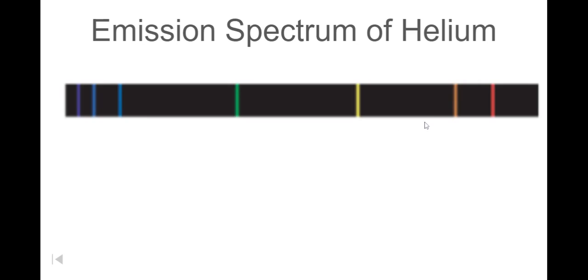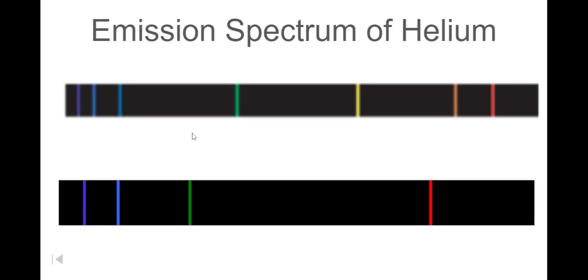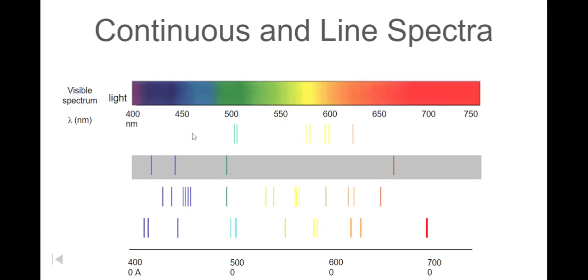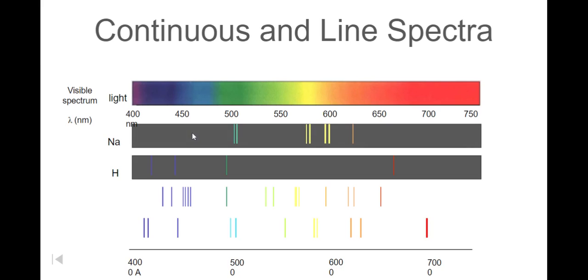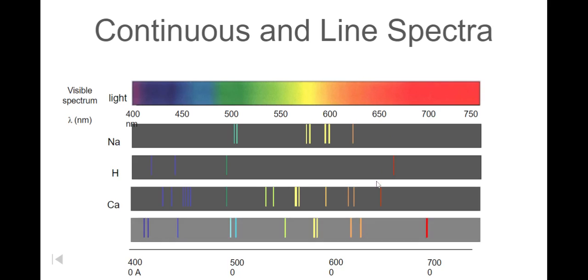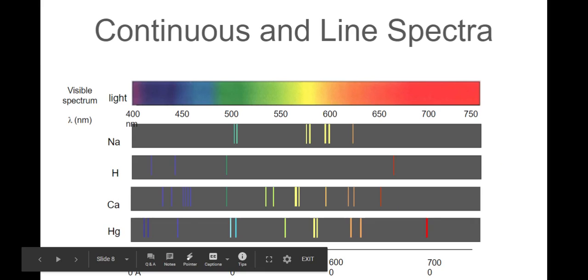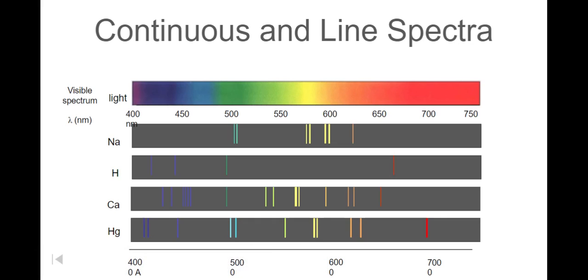This is helium. You see it has a few more colors than the hydrogen. And I'll throw the hydrogen one back up here so you can see the difference between helium and hydrogen. Here are some other ones. Again, here's hydrogen with its four distinct bands. This one is sodium right here, calcium, and then mercury. So you can see they're all very distinct and unique.